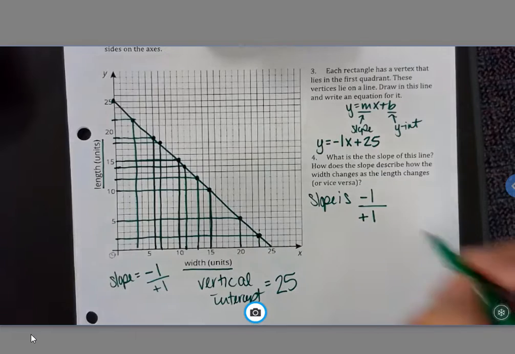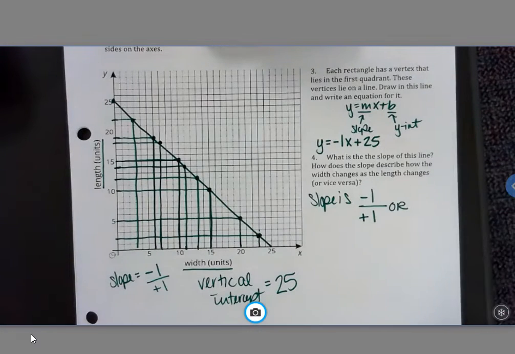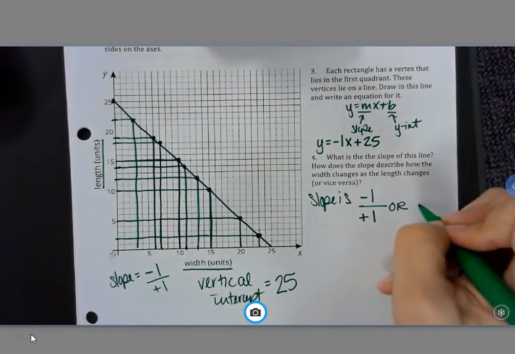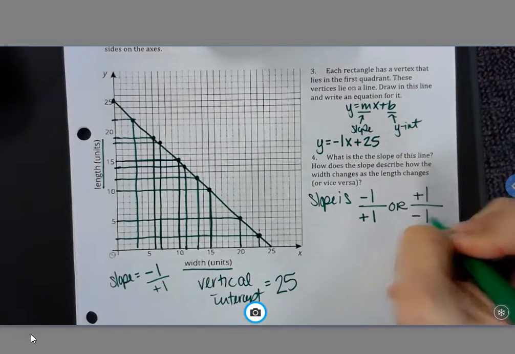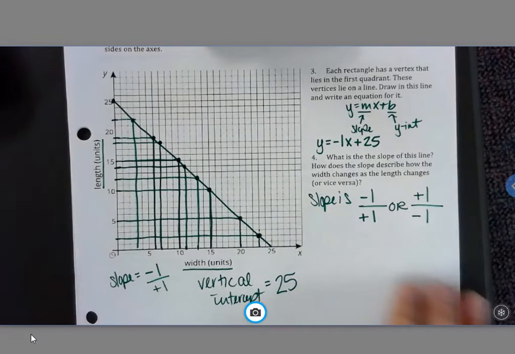So then it says, oh, let me back up. We could also, remember, we could also switch where the negative's at. So that would also be the same thing as +1 on the top and -1 on the bottom. Remember, these are the same exact thing.